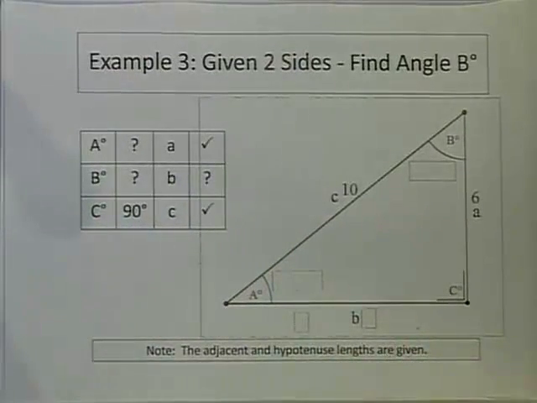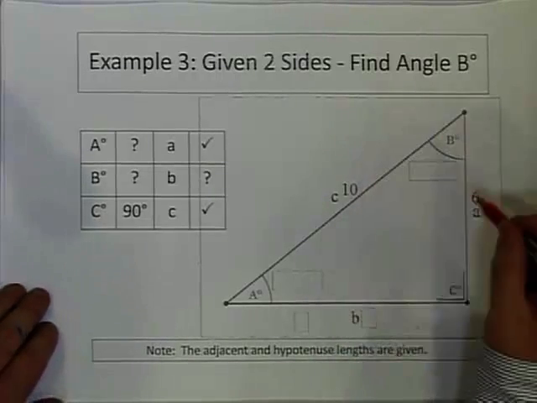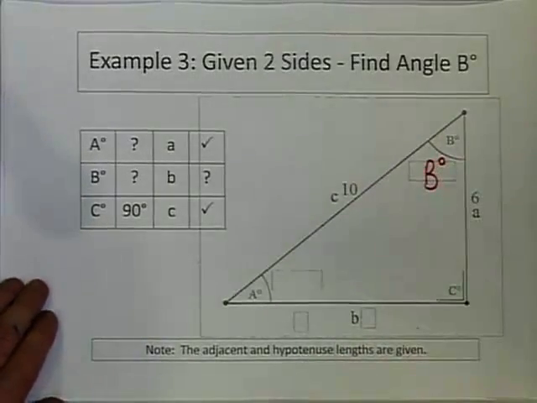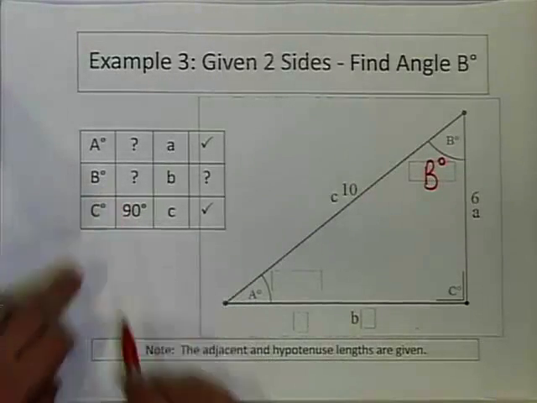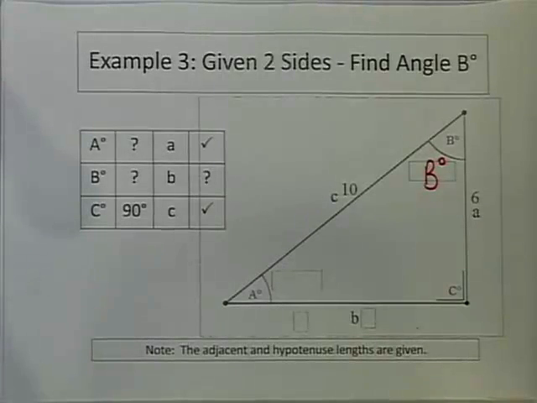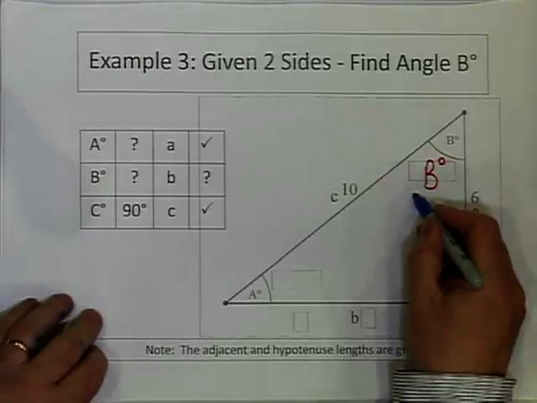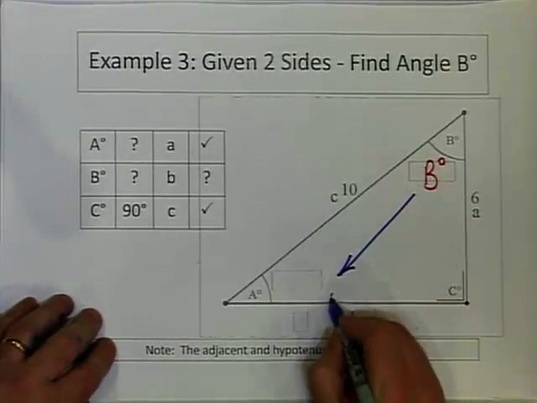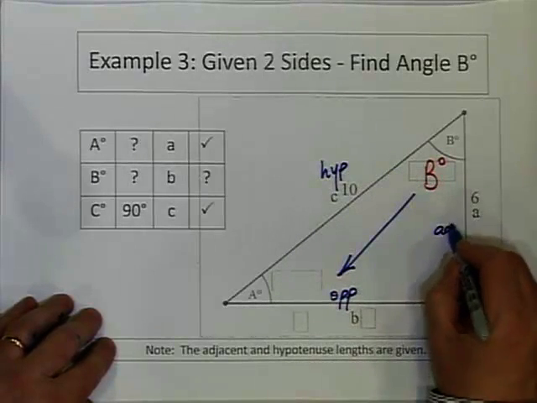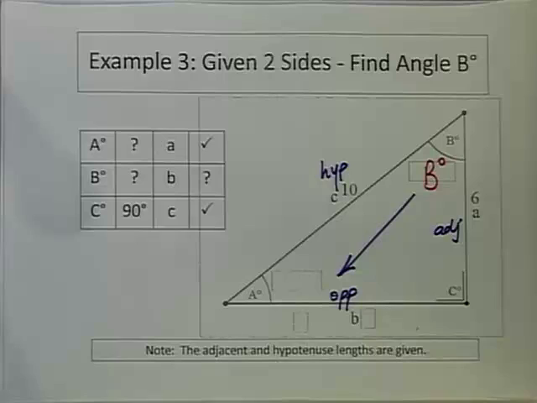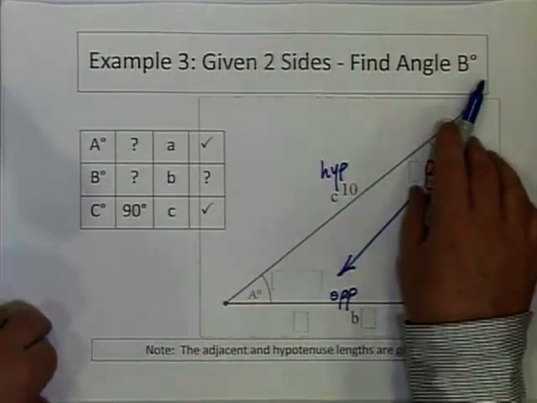Example 3. Similar type idea, but now you're interested in angle B. We don't have B. How do we find B? First step, always with an angle. What do we do? Opposite. Hypotenuse. Adjacent. Is that okay? We're asked to find the angle B.